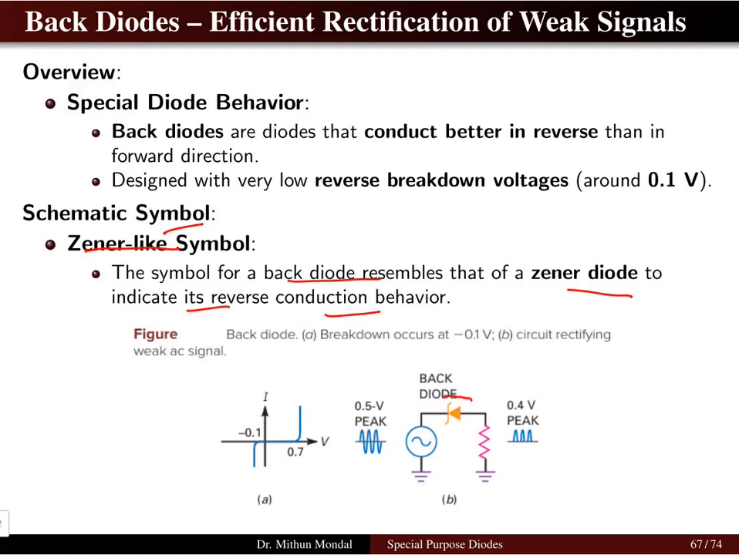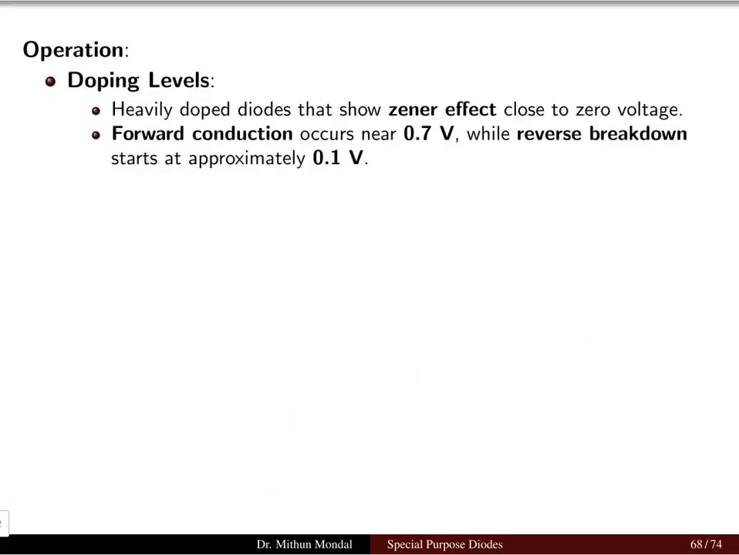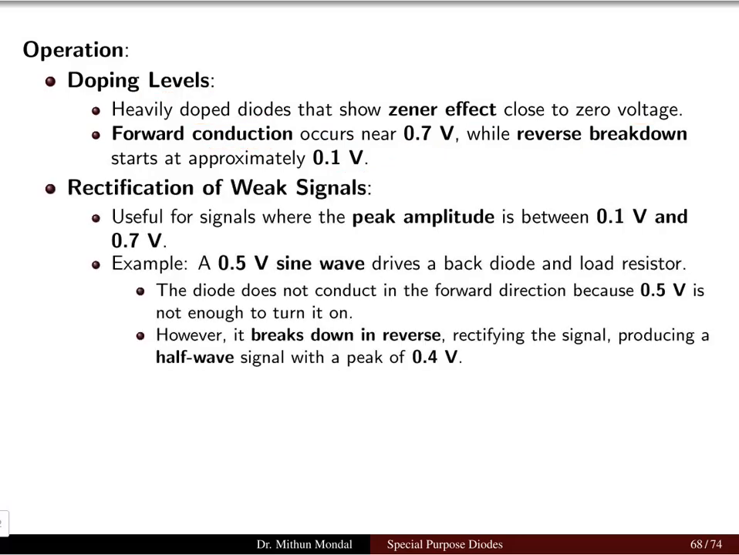Here you can see this is a back diode, similar to the Zener diode. The input we give in AC form, and the output works better in the reverse breakdown region. These are heavily doped diodes that show the Zener effect close to 0 volt. Forward conduction occurs near 0.7 volt, while reverse breakdown starts at approximately 0.1 volt, close to 0 volt. Hence this type of diode operates quite well in the reverse breakdown region.